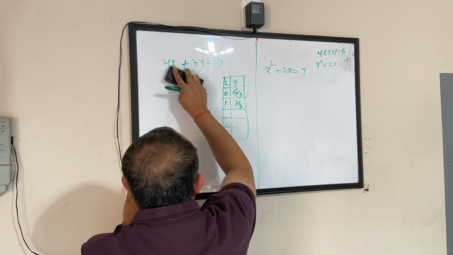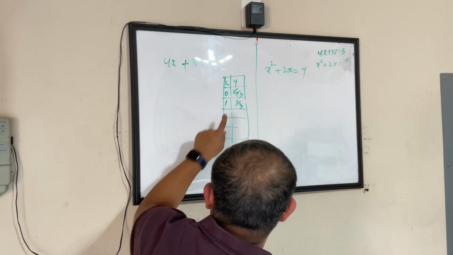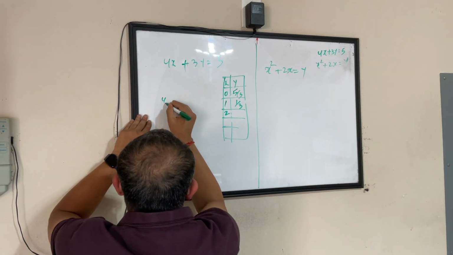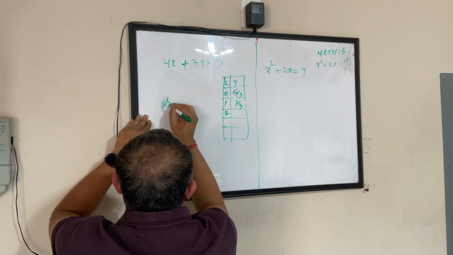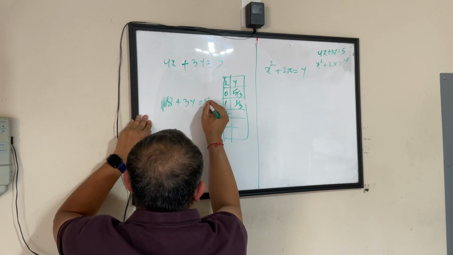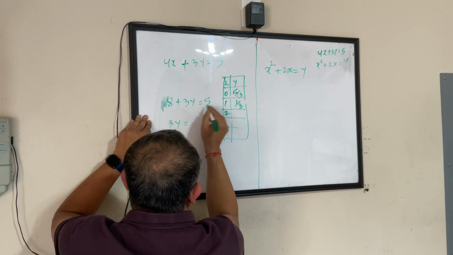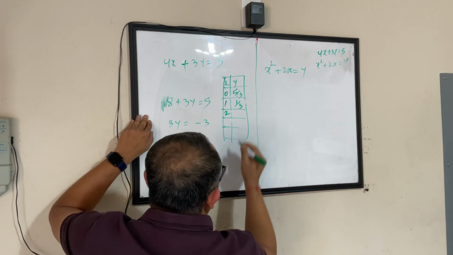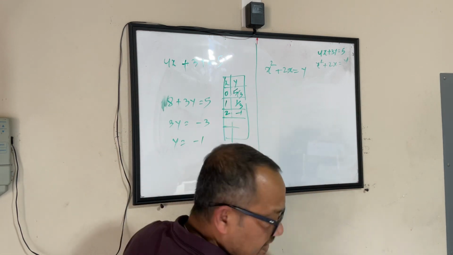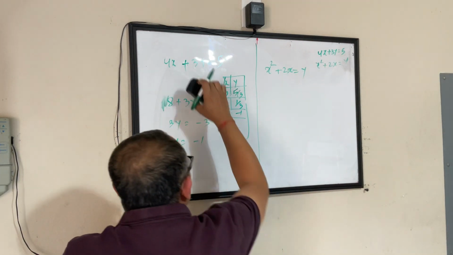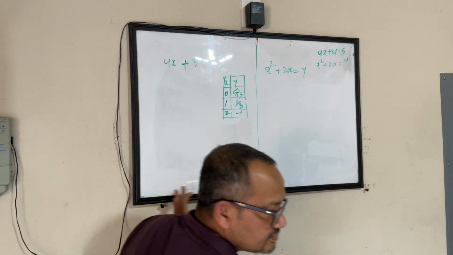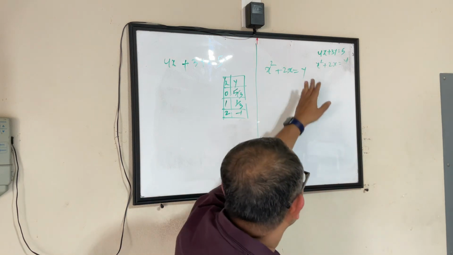Now let's say what happens if x equal to 2. x equal to 2, this becomes 4 into 2, that is 8. 8 plus 3y equal to 5, or 3y equal to 5 minus 8, which will be minus 3, y will be minus 1. We got three points. So let's stick with 3, we'll not go beyond that. Now let's go to this guy.